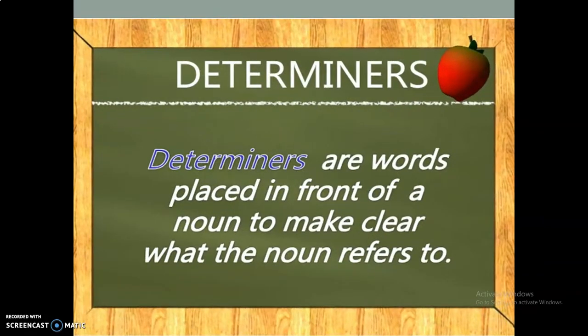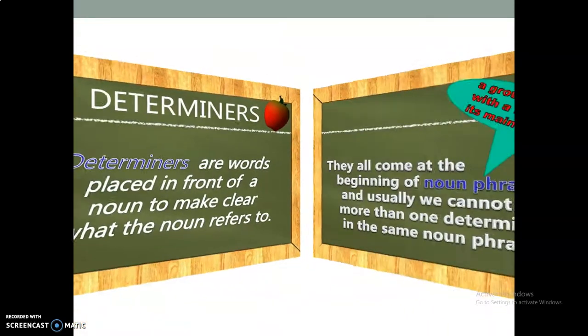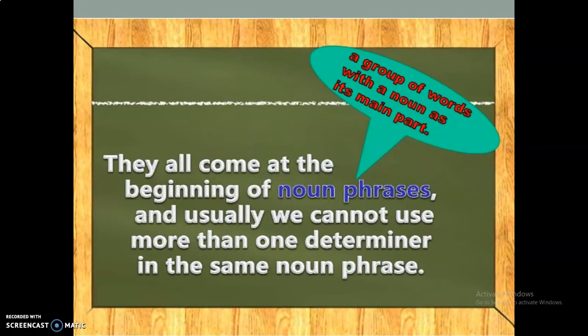Determiners are words placed in front of a noun to make clear what the noun refers to. A noun phrase is a group of words with a noun as its main part. Determiners all come at the beginning of noun phrases, and usually we cannot use more than one determiner in the same noun phrase. Determiners particularly refer to the noun.